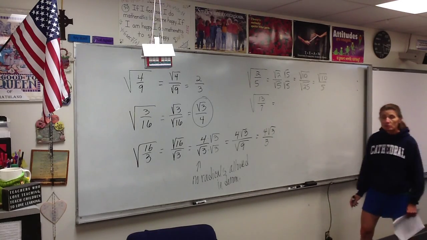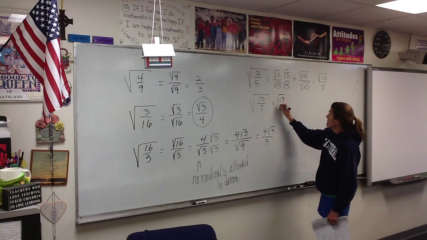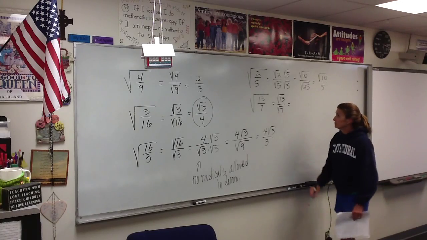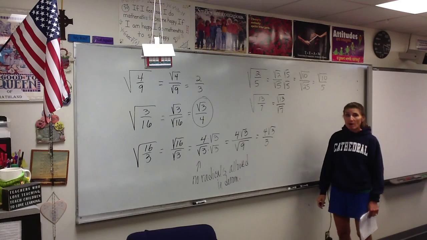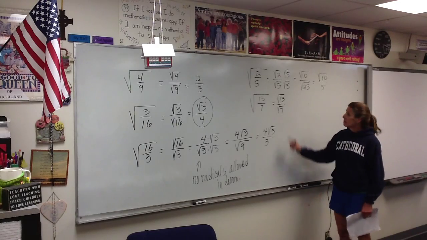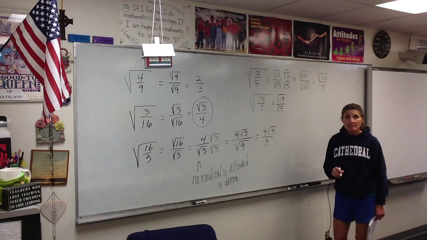All right, here we go. The square root of 13 sevenths. That would be the square root of 13 over the square root of 7. Now, the square root of 13 does not bother me at all, but I surely don't like that root 7 in the denominator. So how will I fix that?